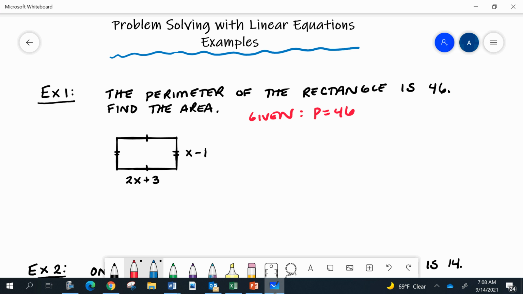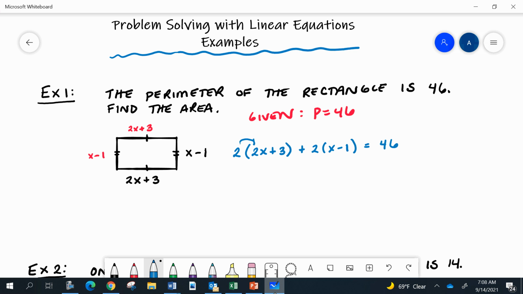So a couple things we should probably know is that in a rectangle, the opposite sides are congruent, and we can go ahead and assume that the opposite sides are going to be the same. So let's go ahead and set up our perimeter equation. Remember that when you do the perimeter, you're adding up all 4 sides. So the best way to do this is to take the length there, 2x plus 3, and we're going to times that by 2 because there's 2 sides. And we're going to add that to 2 times the width there, x minus 1. Okay, and when we add all of that up together, it's going to equal the given perimeter, which is 46.